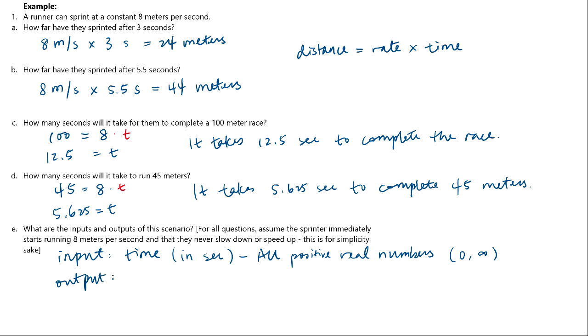we can see the distance is going to be the output, because in parts C and D, we're given the distance, which was measured in meters. And for the same reason, we can't have negative distance really, so we're going to have all positive real numbers again. Again, you can use the interval notation if you want in this scenario.